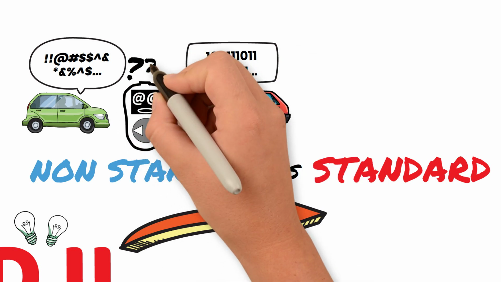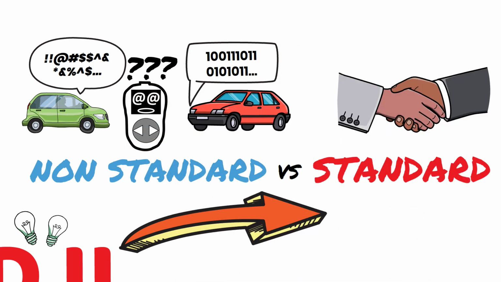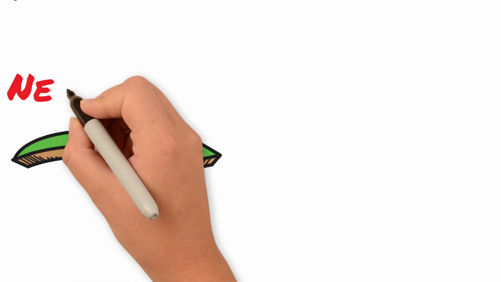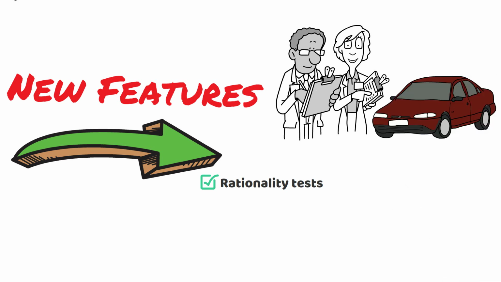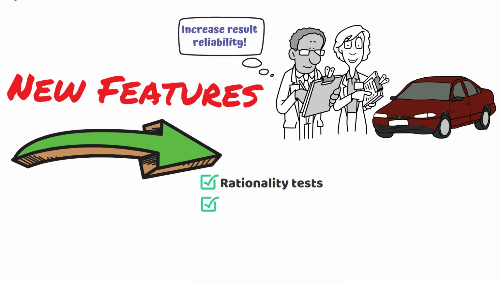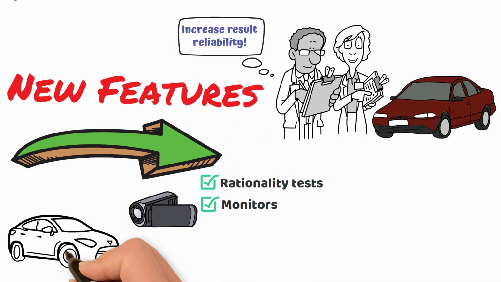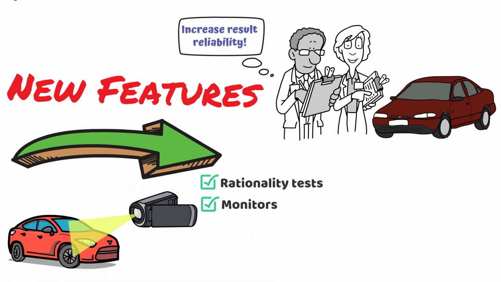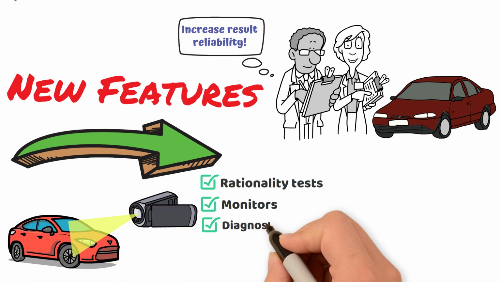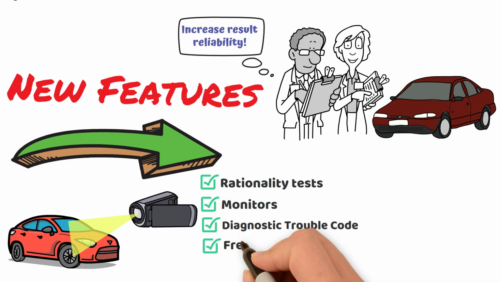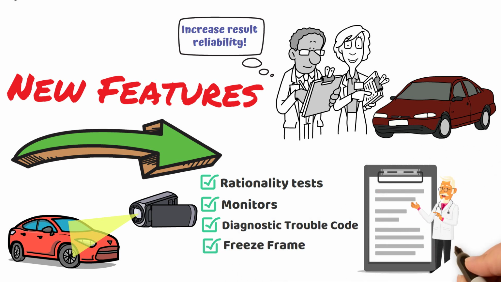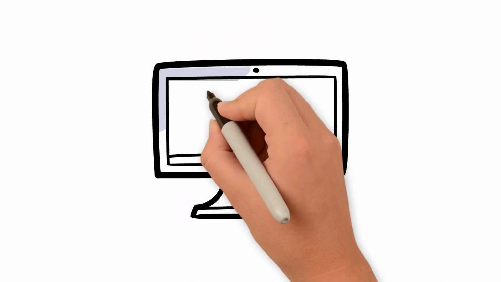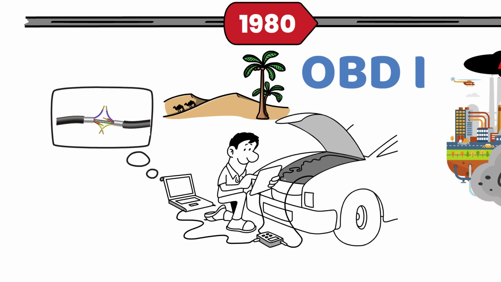These challenges were addressed when OBDII came in and became standardized, ensuring compatibility and consistency across vehicles from various manufacturers. OBDII introduced new features and terminology to enhance diagnostics, such as rationality tests to increase result reliability, new feature groups including monitors, enabling criteria, and readiness status for testing and early detection of emissions failures, as well as updated and standardized DTCs, along with freeze frame, for detailed failure information. These wonderful features will be explained in the next videos.